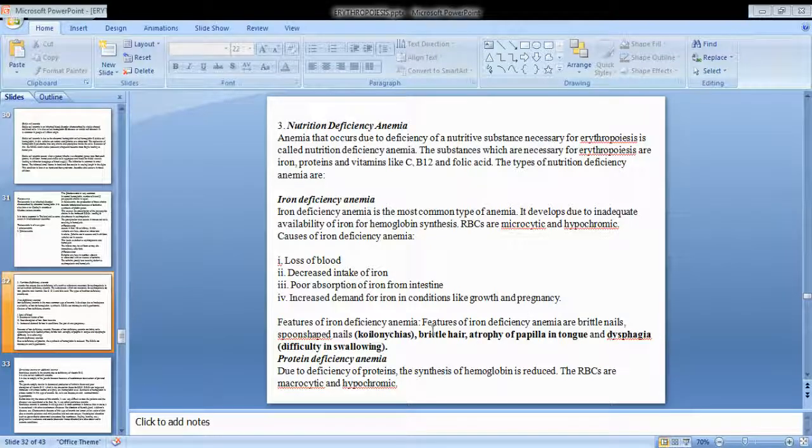Okay, so other features of what happens during iron deficiency anemia: the nails will become brittle, hair also will become brittle, the papillae will reduce in the tongue, dysphagia, difficulty in swallowing. Sometimes the protein deficiency anemia will lead to macrocytic and hypochromic RBC.